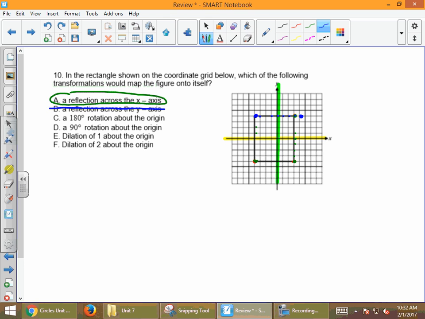What about this next one here? A rotation of 180 degrees about the origin. Would that work?